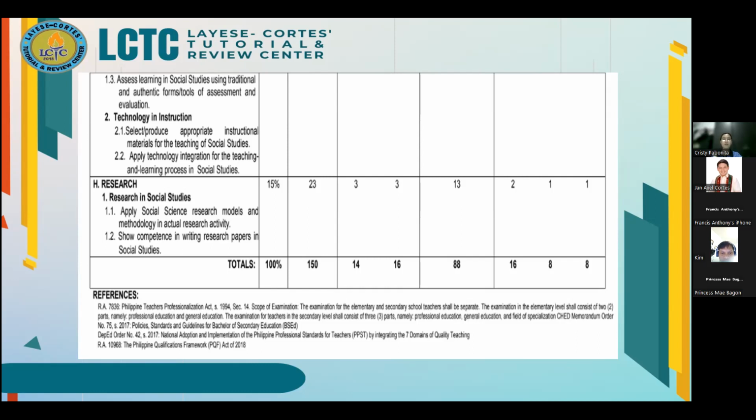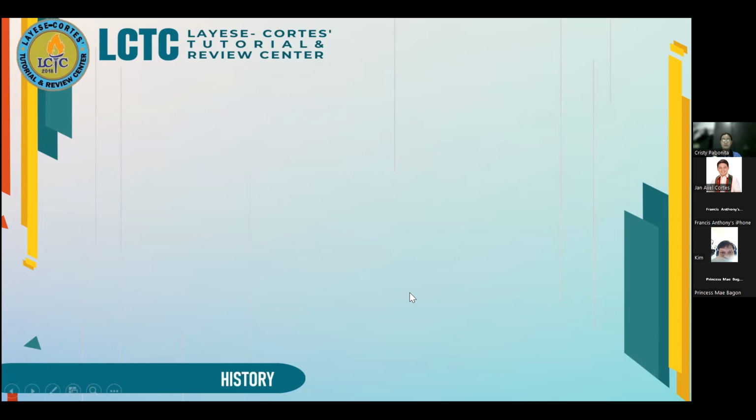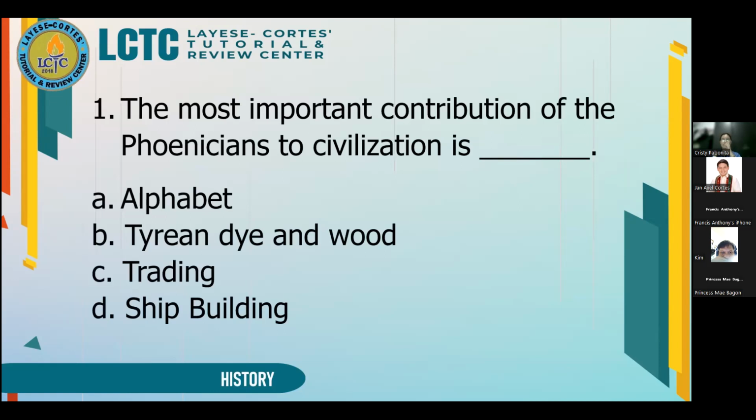Okay, let's start. I will now be showing the first question. The first question is all about history. I want to hear your answers. This is a drill, a practice. The most important contribution of the Phoenicians to civilization is blank. Is it A, alphabet, B, Tyrian dye and wood, C, trading, or D, shipbuilding? What do you think?